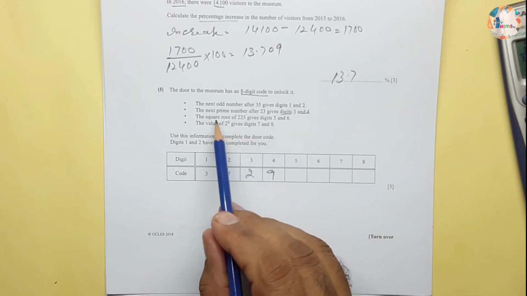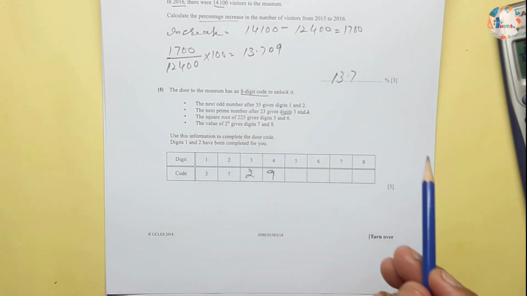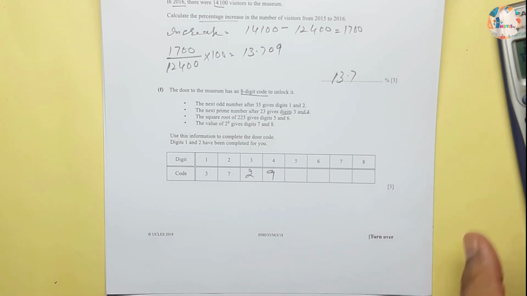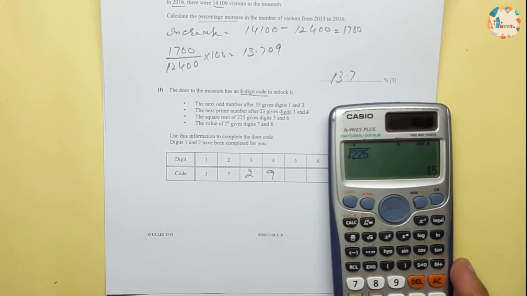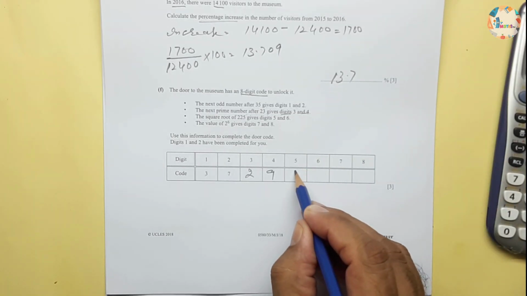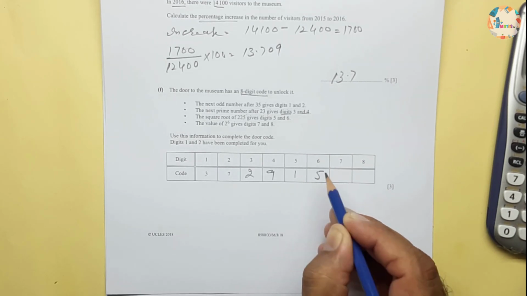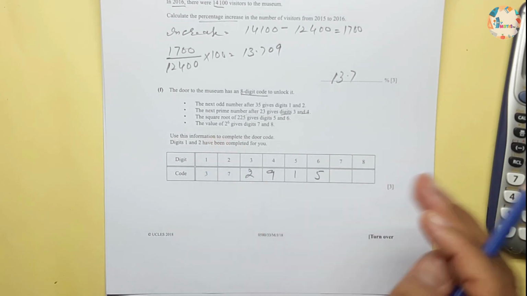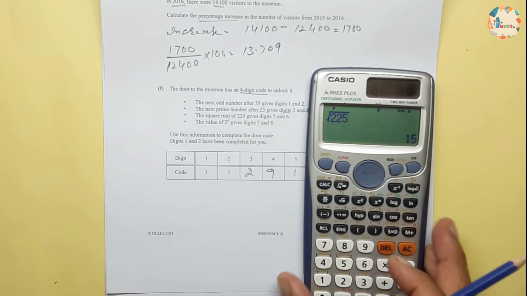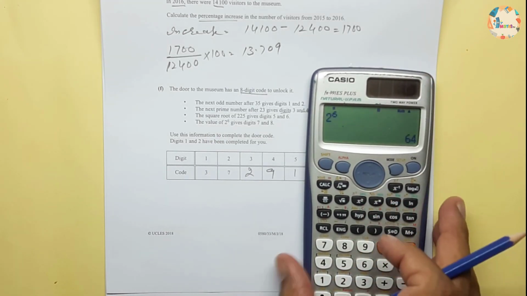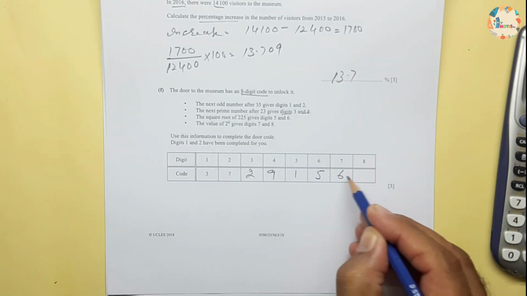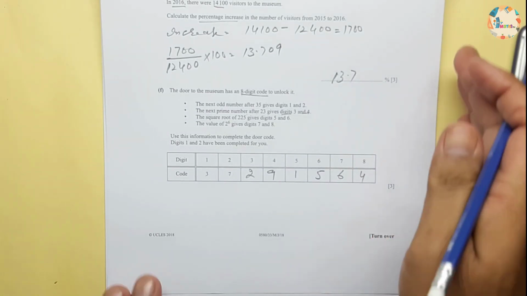Then they are saying square root of 225 gives digits 5 and 6. So square root of 225 will be equal to 15. So digit number 5 and 6 is 15. And then comes the value of 2 raised to 6. 2 raised to the power 6 will be equal to 64. So 64 is 7th and 8th digit.